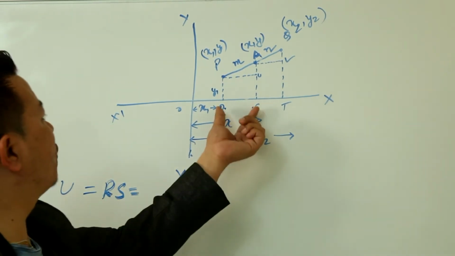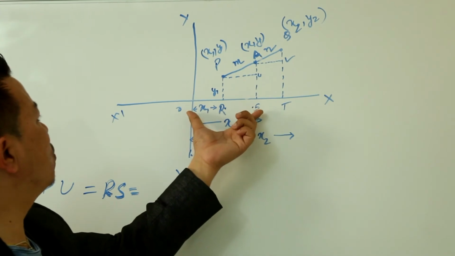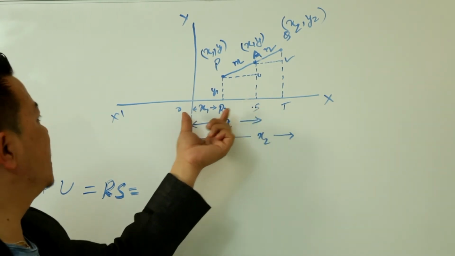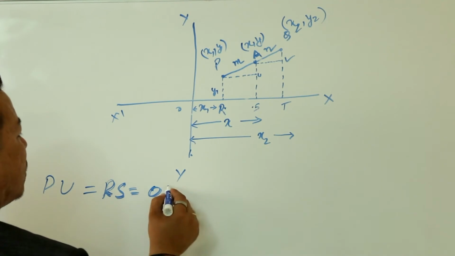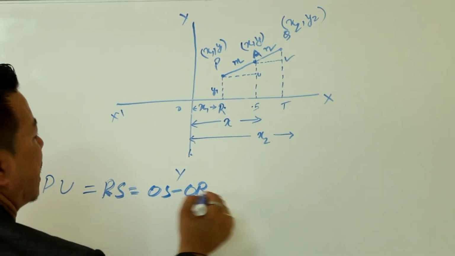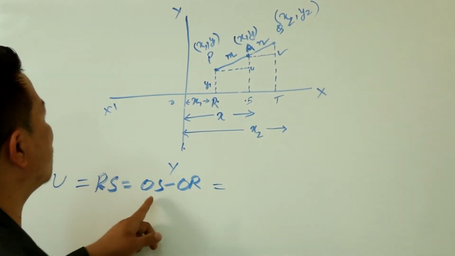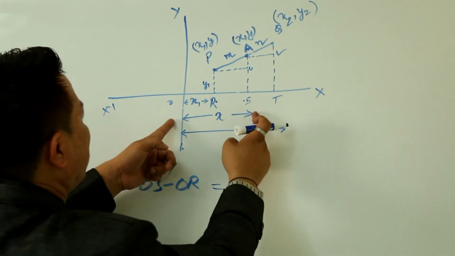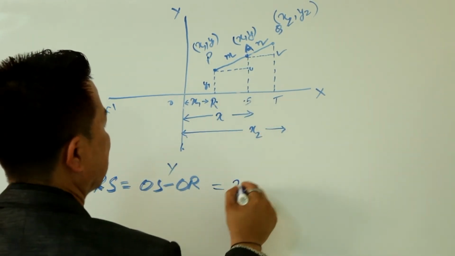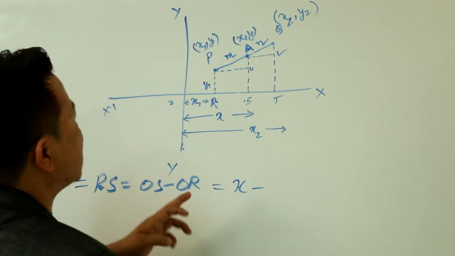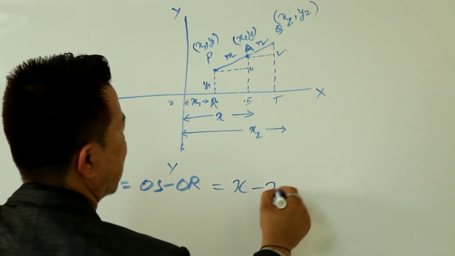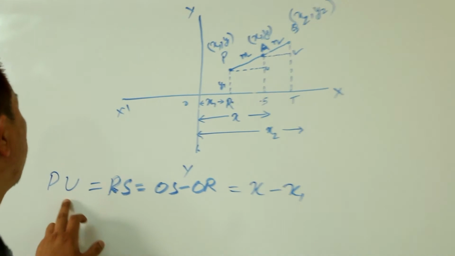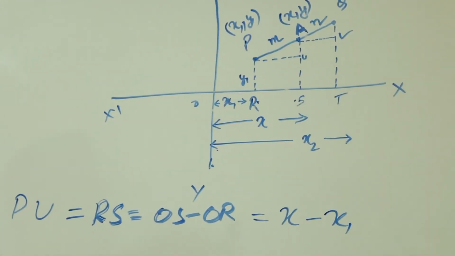And how do you get the value of RS? From this OS, you need to delete OR. OS minus OR is equal to, what is OS? What is the distance of OS? X minus, and what is the distance of OR? X1. So you got the value of PU.